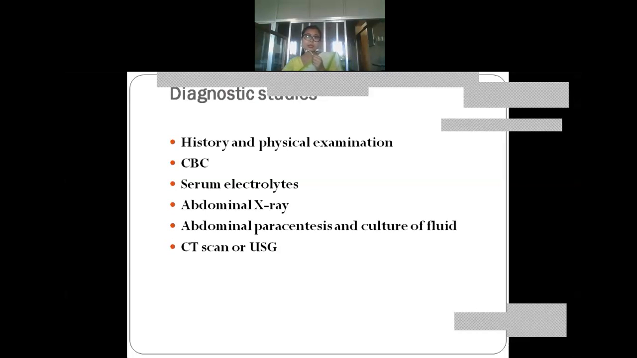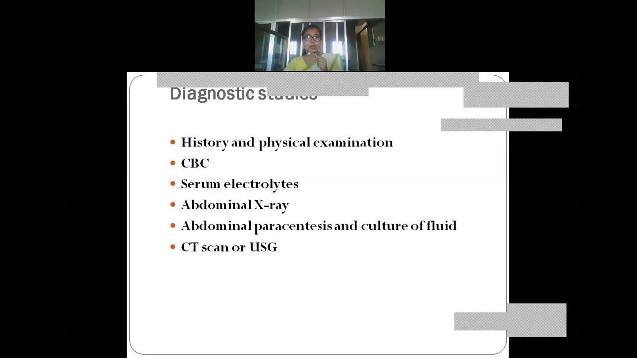And diagnostic studies, and then CBC, complete blood count. In the complete blood count, you will come to know if the patient is having any kind of infection, because the WBC count will be elevated. And then serum electrolytes, which include sodium, potassium, chloride, calcium. And then abdominal x-ray. From the abdominal x-ray, you can see the bowel, or see any rupture of the internal organs.